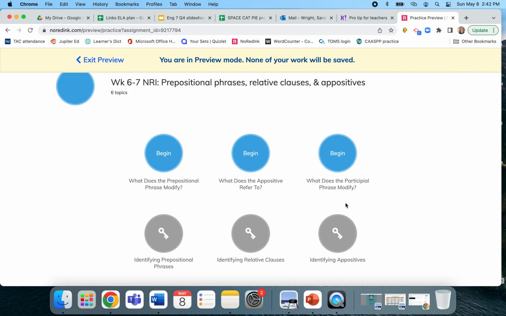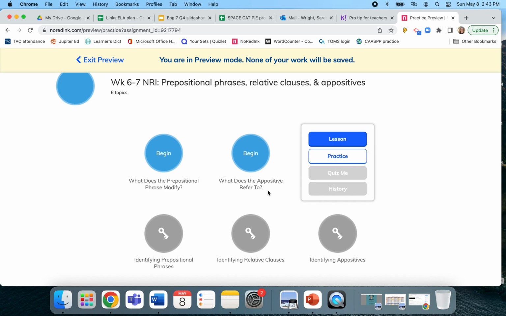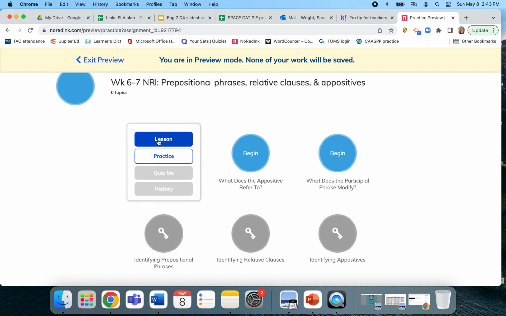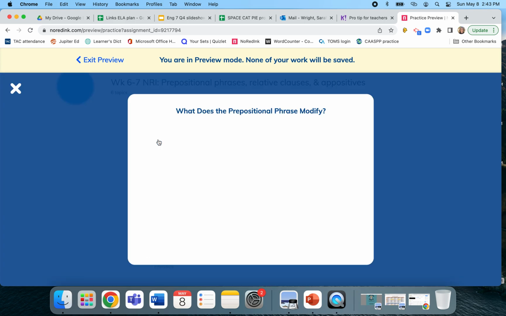Don't be scared. These might be terms that you haven't heard before, like appositive, participial phrase, and relative clauses. But I promise, once you see some examples, you'll know that you have been using English in this way practically your whole life. You just maybe didn't have a name for it. So let's start with probably the easiest. Let's look at prepositional phrases.